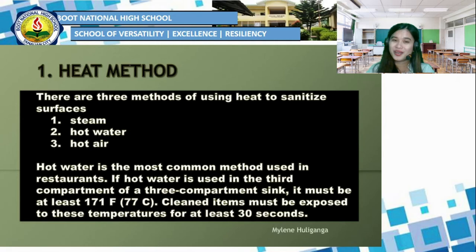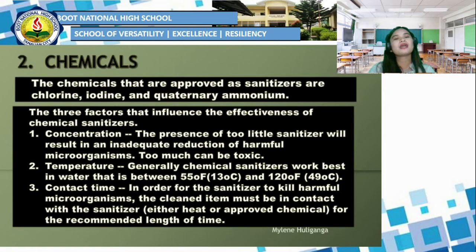Next, we have the chemicals. The chemicals that are approved as sanitizers are chlorine, iodine, and quaternary ammonium. Now, teacher, what are those? So, when we talk about concentration, the presence of too little sanitizer will result in an inadequate reduction of harmful microorganisms. Too much can be toxic. Lahat naman ang sobra ay masama. So, when you talk about concentration, we are having only just a little sanitizer.